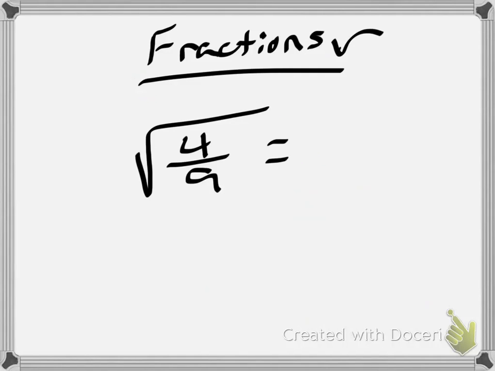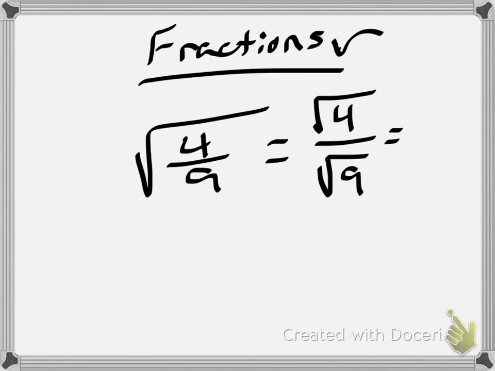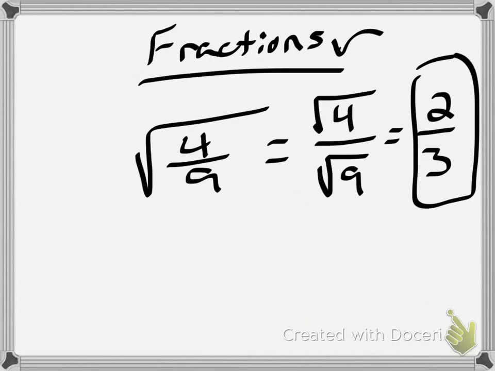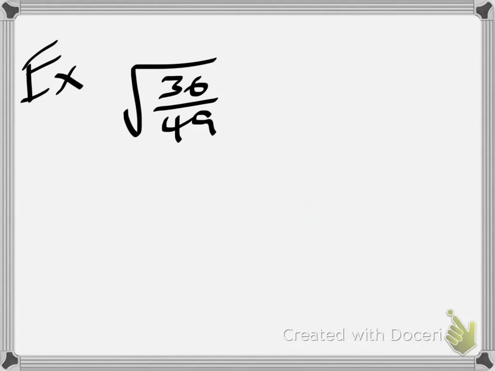Now let's do fractions. We shouldn't take much time here because fractions are pretty easy. When you're doing square root, basically all you're doing is taking the square root of the top over the square root of the bottom, which is 2 in this case over 3. Now that's your answer, 2/3. That's it.